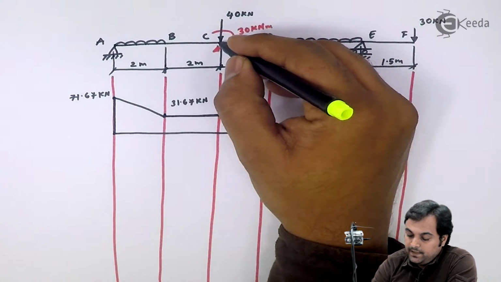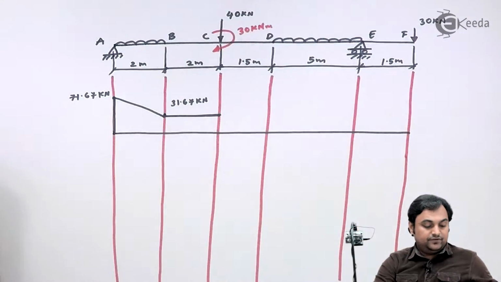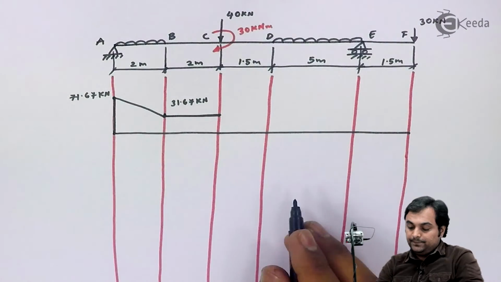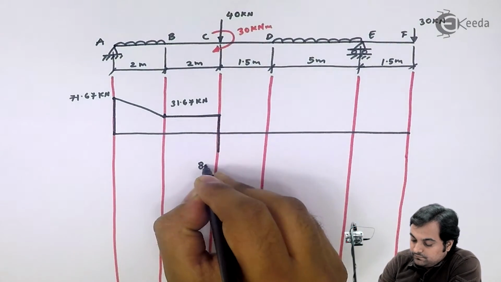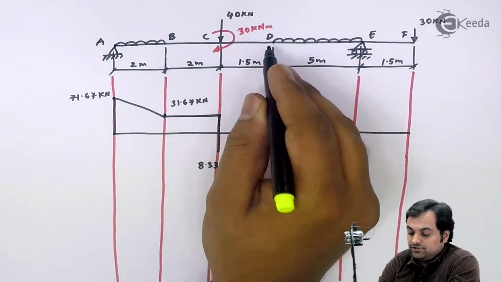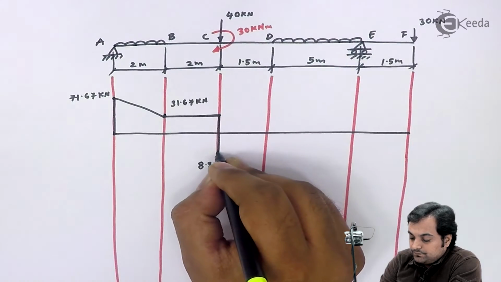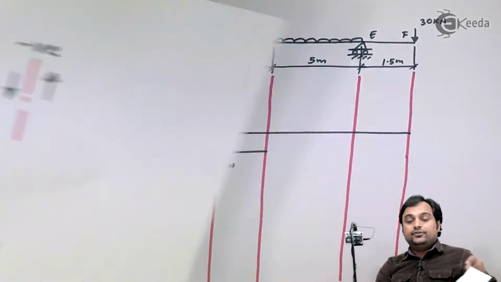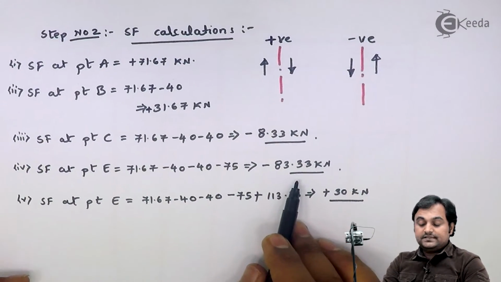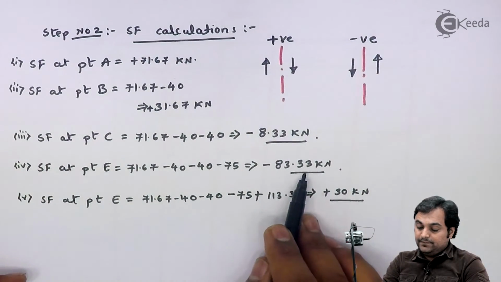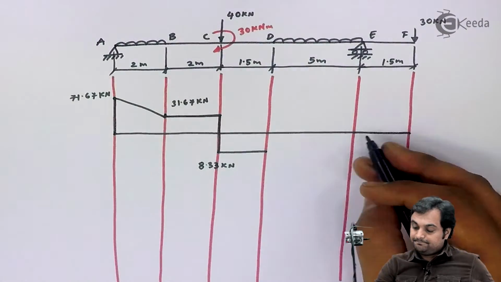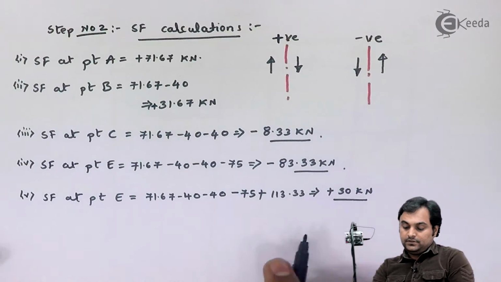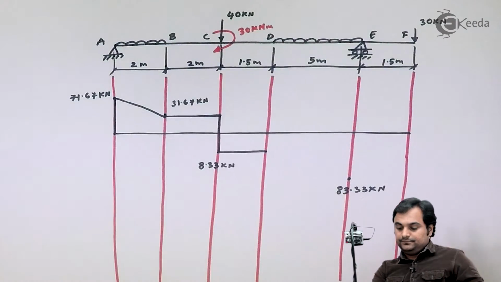After this, at point C we are having shear force value as minus 8.33 kilonewton. This shear force will remain constant between C to D. At point E, we are having two values of shear force. One is minus 83.33 kilonewton and the next value is plus 30 kilonewton.